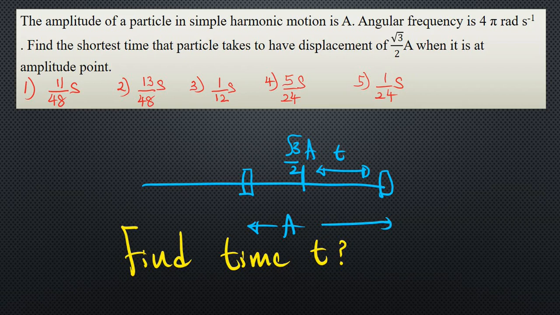The amplitude of a particle in simple harmonic motion is A. Angular frequency is 4π rad per second. Find the shortest time that the particle takes to have a displacement of √3/2 A when it is at the amplitude point. Alright, let's get into the equations now.